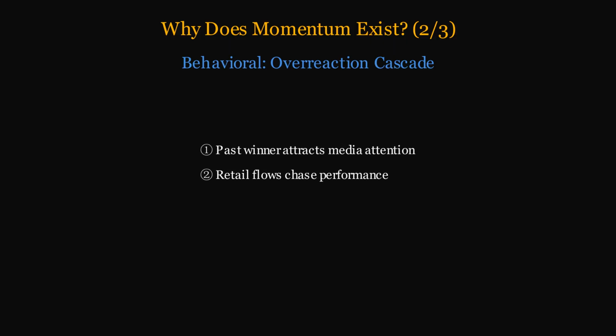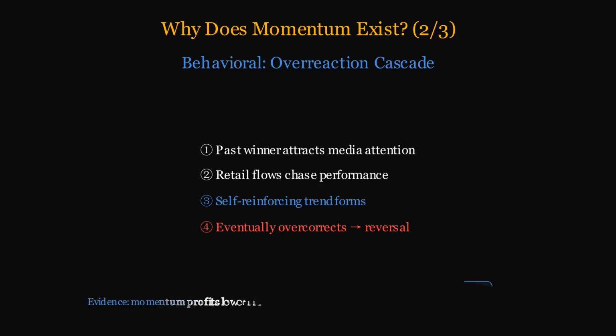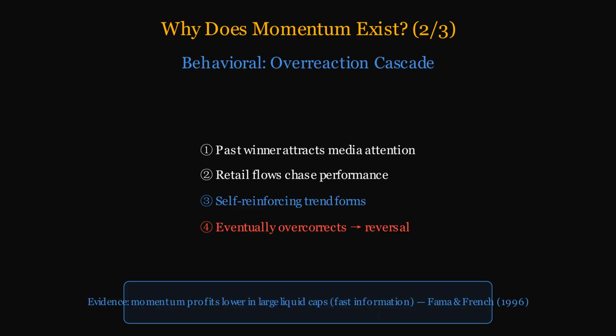Second explanation: the overreaction cascade. Past winners attract attention, media coverage, analyst upgrades, retail interest. Retail performance chasing flows pile in, creating a self-reinforcing trend. The trend continues until it overcorrects and produces eventual reversal. Supporting evidence: momentum profits are lower in highly liquid large caps, where information incorporates faster and performance chasing has less impact.